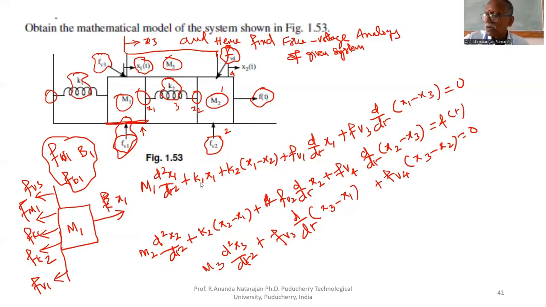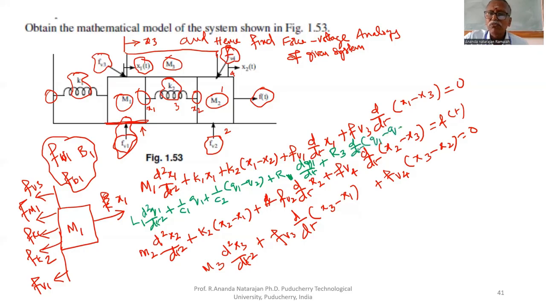How to convert this into force-voltage analogy. For that, we have to take L1 d square q1 upon dt square plus k, k equal to what? 1 by c1 q1 plus 1 by c2 (q1 minus q2) plus fv1. fv1 is b, b should be taken as r, r1 simply. r1 dq1 upon dt plus r3 d upon dt of q1 minus q3 equal to 0.